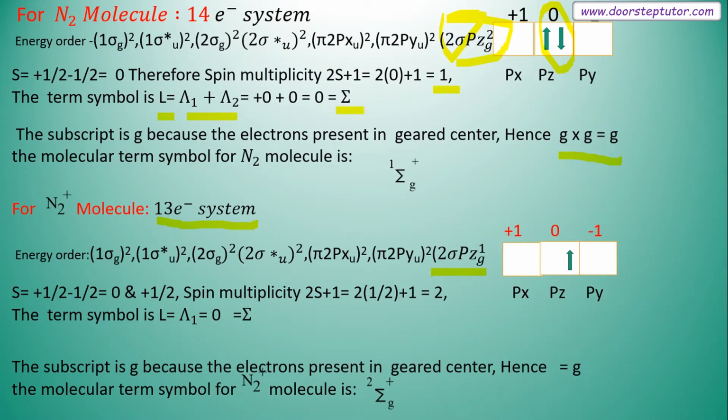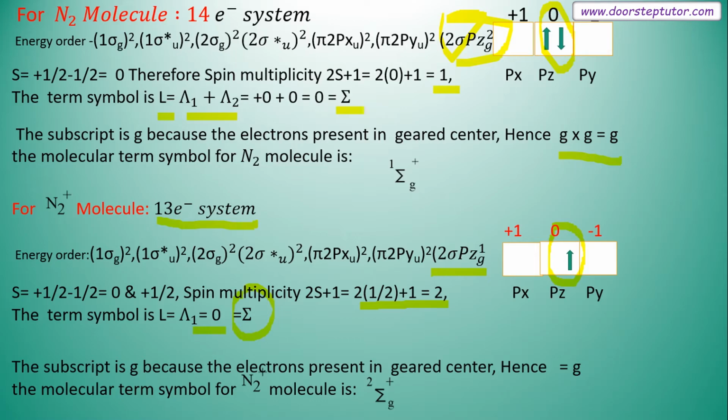So therefore, one electron in this pz level, so S is equal to half. So 2 into half plus 1 is equal to 2. Here the electron is in the pz level, that is the sigma level, so the lambda value is equal to 0, and therefore the term symbol is sigma.